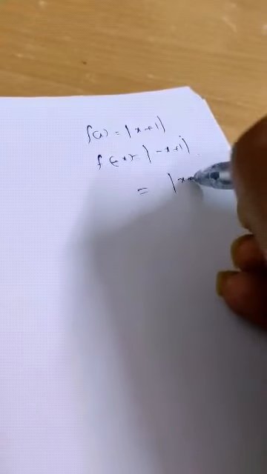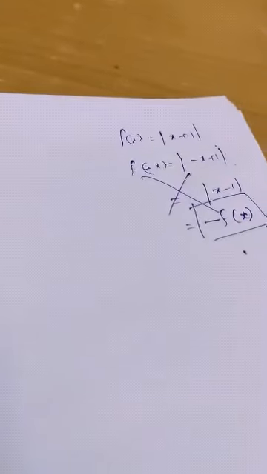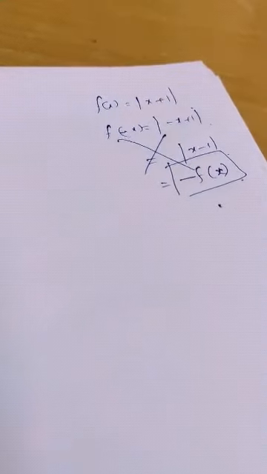Because if you take f of x equal to mod of x plus 1, and then f of minus x, you will get mod of minus x plus 1. That means you cannot write it as f of x or minus of f of x, even if you take the minus common, it will be x minus 1. You cannot write it like this. So that's why we cannot do it by our previous method, but how can we do this one?